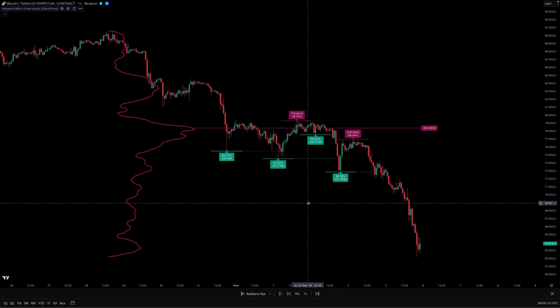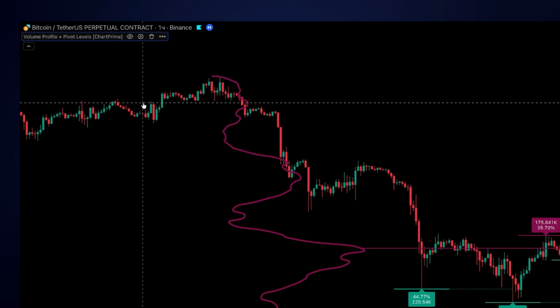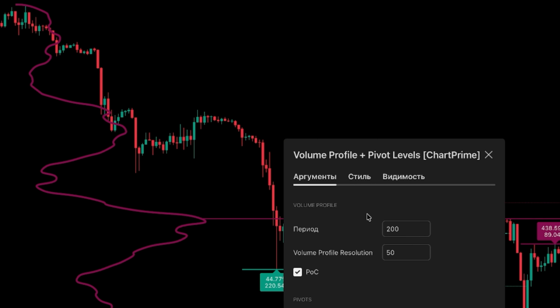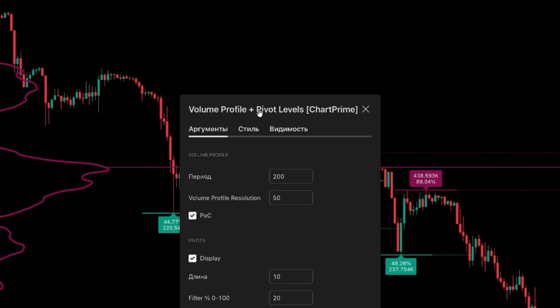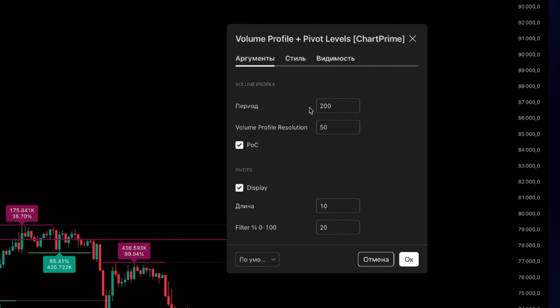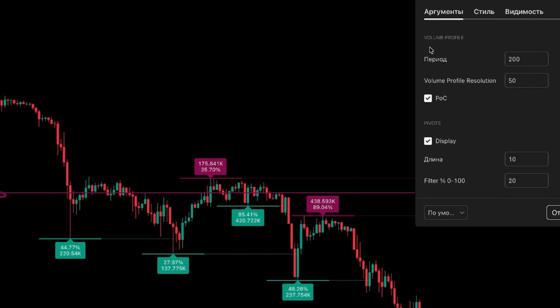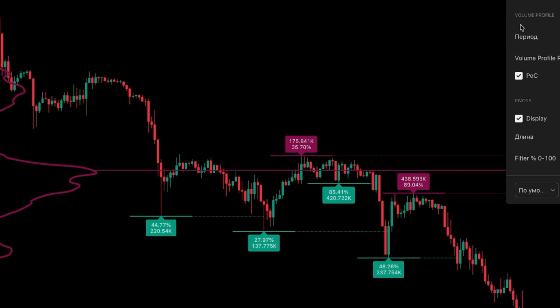To squeeze the maximum accuracy out of the indicator, let's set it up correctly. Go to the settings. The first field is the period. This is the window over which the profile is built. By default, it's set to 200 candles. For most time frames, that's ideal. There's enough data, but no clutter or outdated information. But there are some nuances.